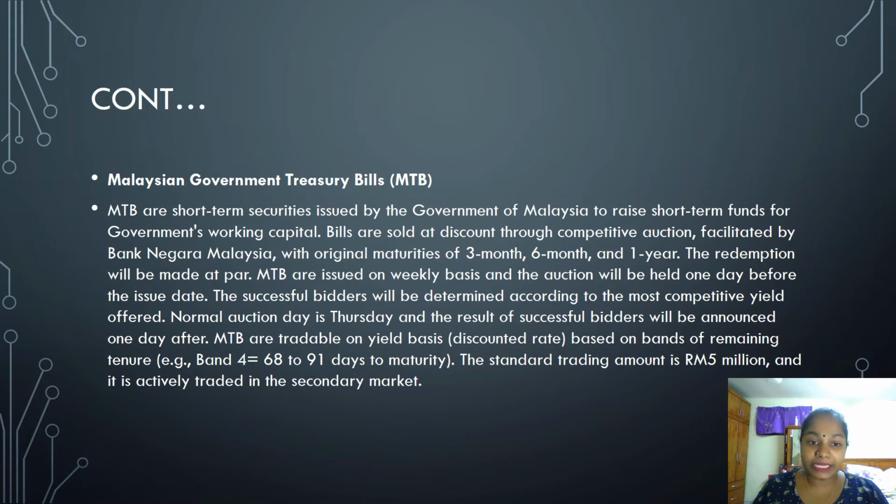Malaysian treasury bills are tradable and on a yield basis, meaning a discounted rate based on bands of remaining tenure. For example, band 4 equals 68 to 91 days to maturity. The standard trading amount is RM 5 million and it is actively traded in the secondary market.